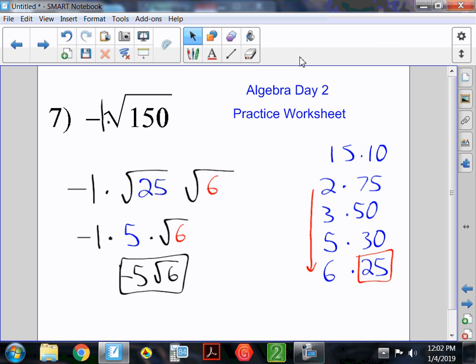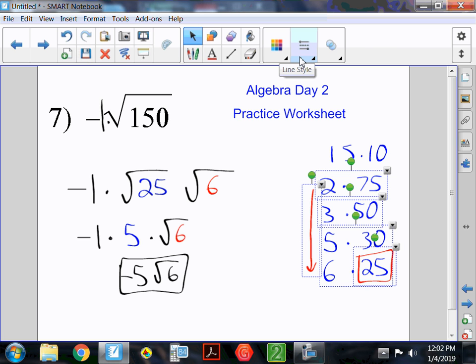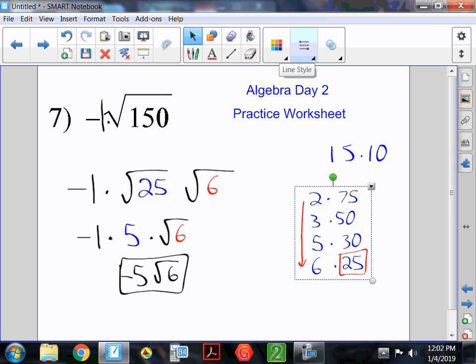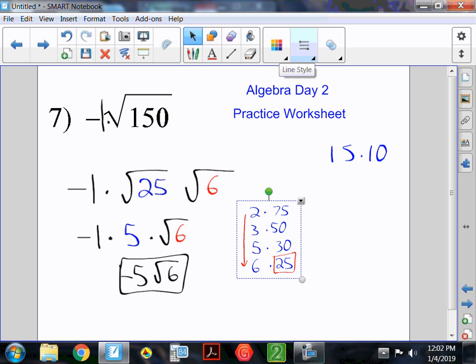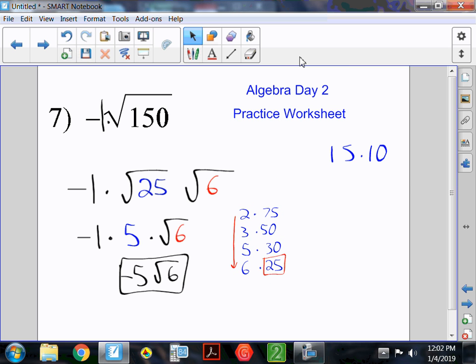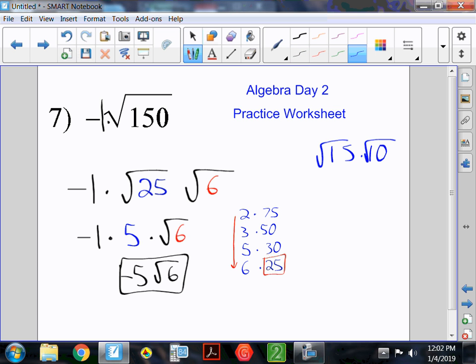I do want to show you another way to do this. If you want to look at the other strategy, which does not involve using perfect squares, you could actually use the square root of 15 and the square root of 10 to do the problem. If you don't want to see the other strategy, go ahead and stop the video. If you do want to see it, continue watching.